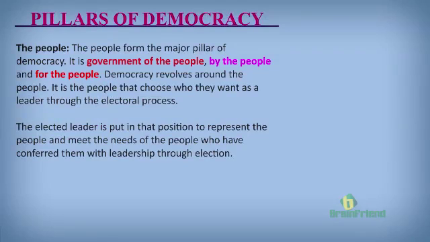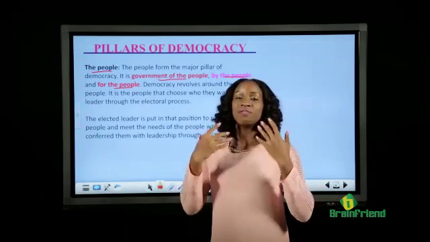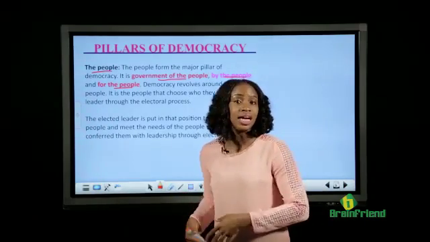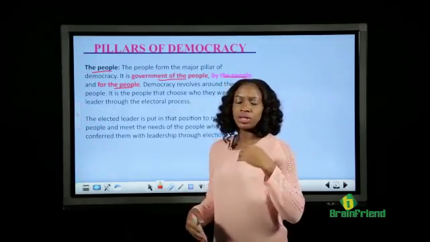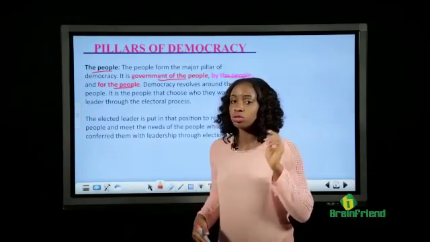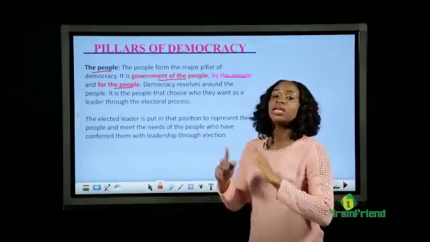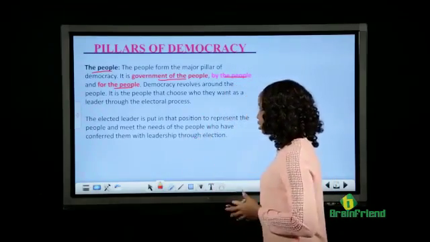And the last pillar of democracy, which is the strongest or major pillar of democracy, is the people. The people form the major pillar of democracy. Remember, we say it is government of the people, by the people, and for the people. Democracy revolves around the people. It is all about the people, in which the people are directly involved in governance. It's not just a leader deciding what he wants, making the policies he wants, spending the country's money the way he wants. No, democracy is about the people, the masses, the citizens.